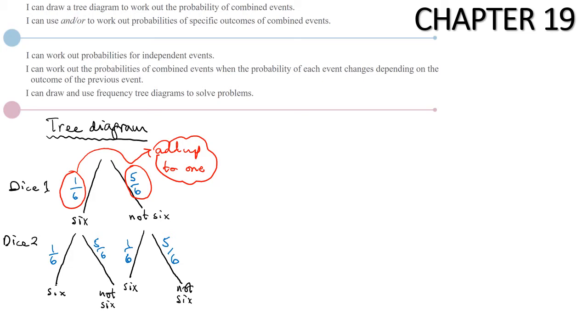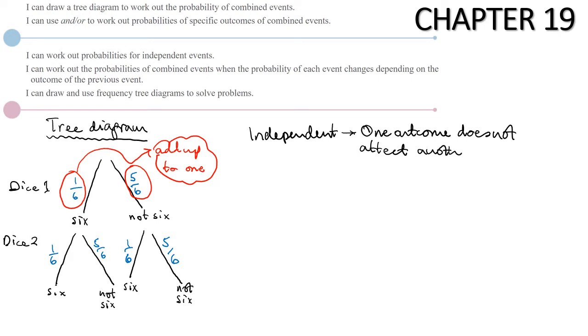Now when we draw a tree diagram like this, we're able to work out probabilities by multiplying and adding, because these events are independent. Now what does independent mean? Independent basically means that one outcome does not affect another. So the probability of me getting a 6 on one dice is not going to affect the probability of me getting a 6 on another dice.